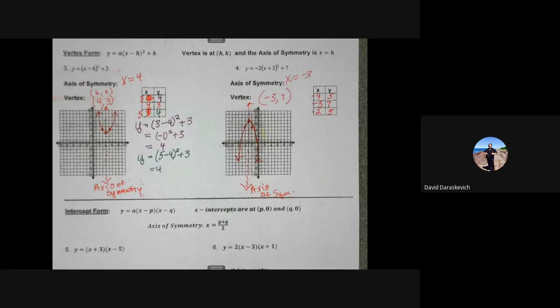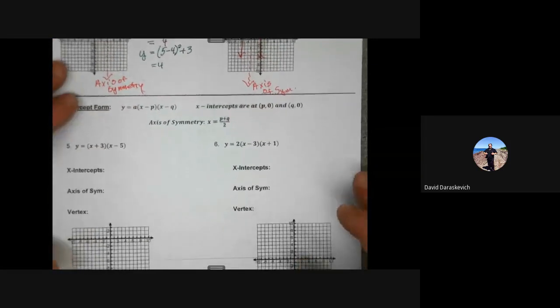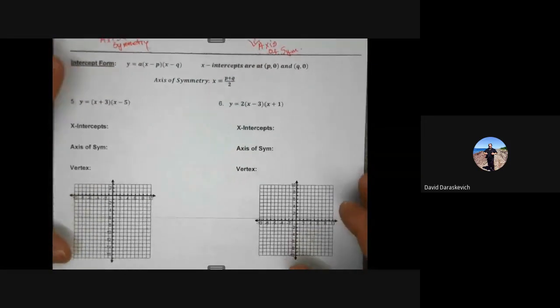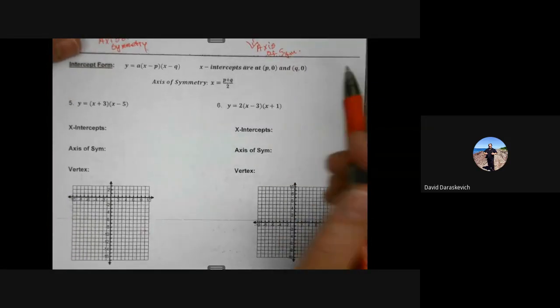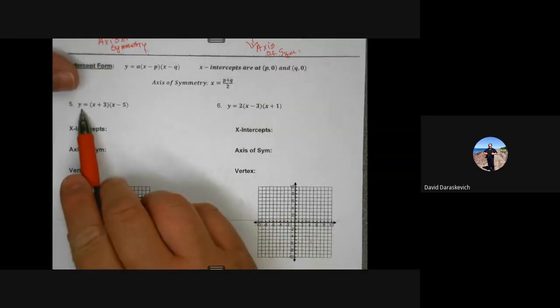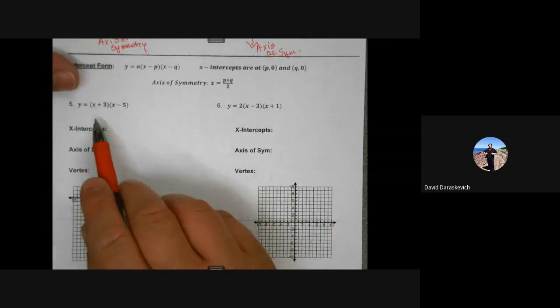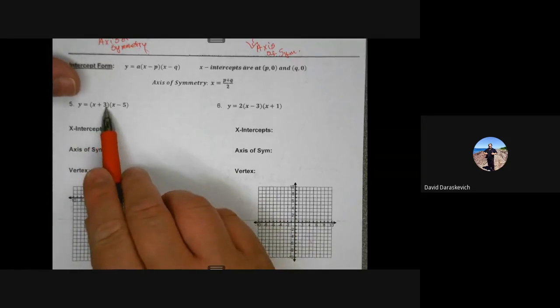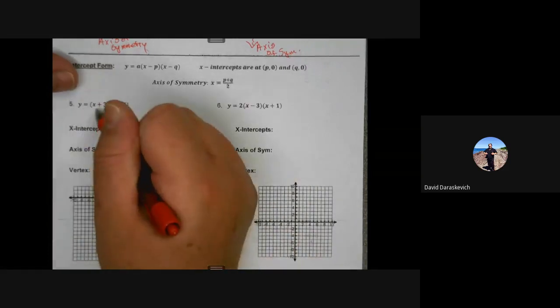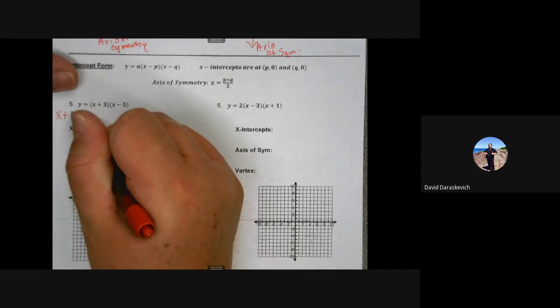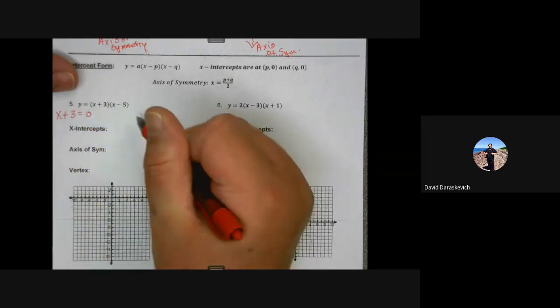And the last one, intercept form. All right. This, again, is one you're rarely going to see, but it does come up. So I have the equation y equals (x plus 3) times (x minus 5). So what you're supposed to do is set each one of these quantities equal to 0 and solve for x.